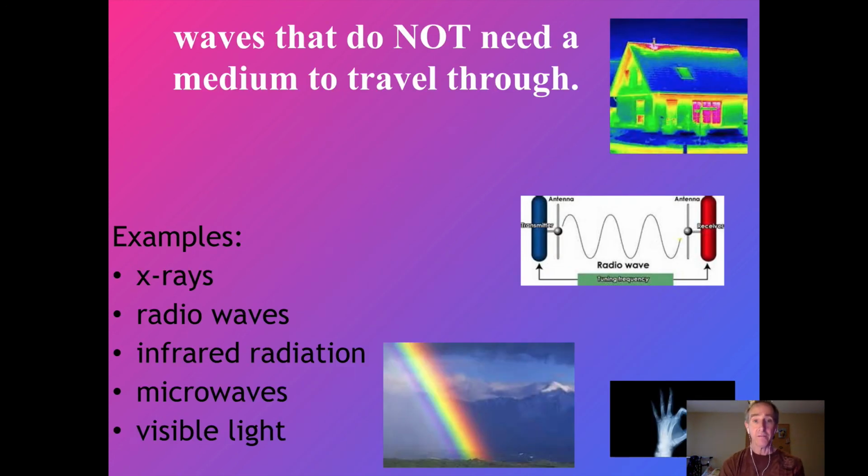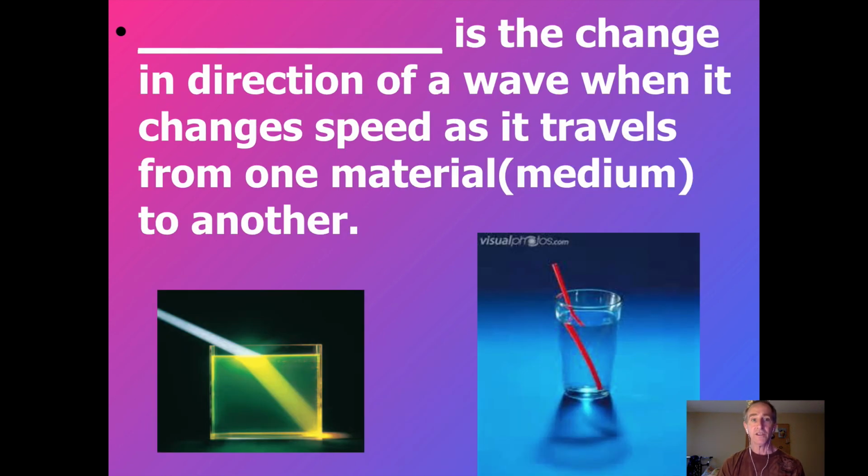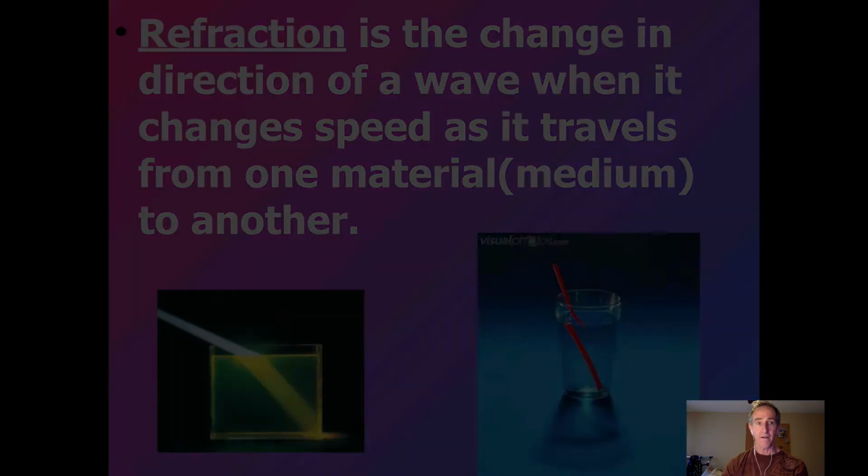Waves that do not need a medium to travel through. Examples are X-ray, radio waves, infrared radiation, microwaves, visible light, electromagnetic waves. Electromagnetic waves do not need a medium to travel through. Blank is the change in direction of a wave when it changes speed as it travels from one material to another. Refraction. Refraction is the change in direction of a wave when it changes speed as it travels from one material to another.